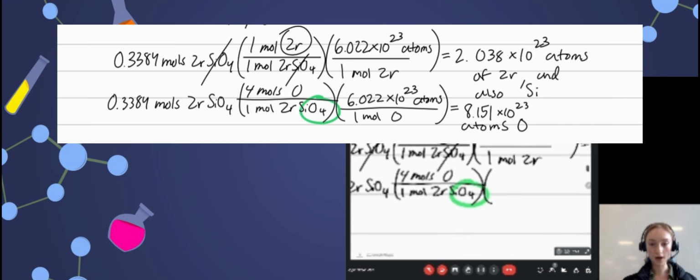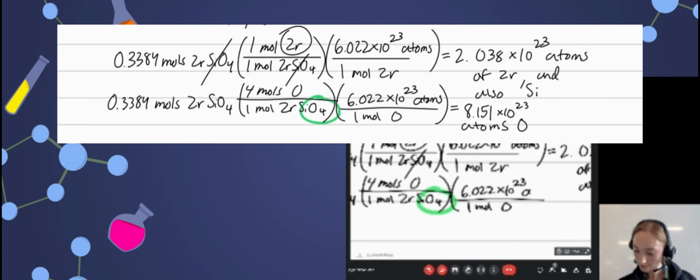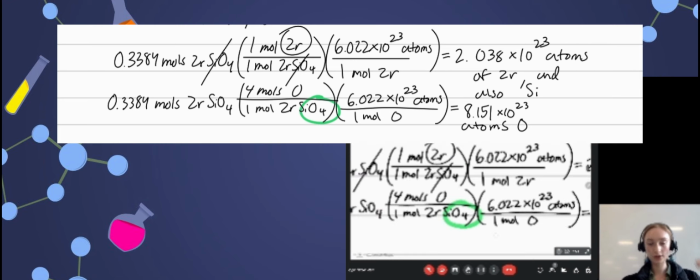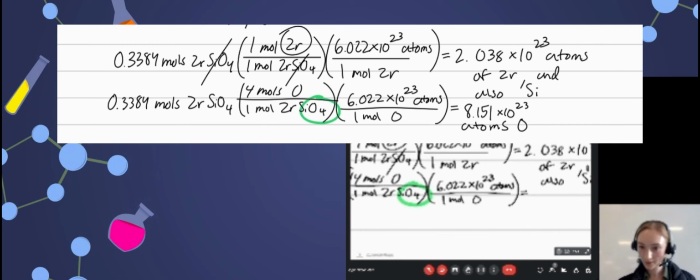So since we're in moles of oxygen now, we can do the same thing as we did before. Use the 1 mole of whatever you have to 6.022 times 10 to the 23rd atoms. And so since this is multiplying by 4 and the other one had a 1-to-1 ratio, all we have to do is multiply it by 4 in this problem, and we will get an answer of 8.151 times 10 to the 23rd atoms of oxygen.